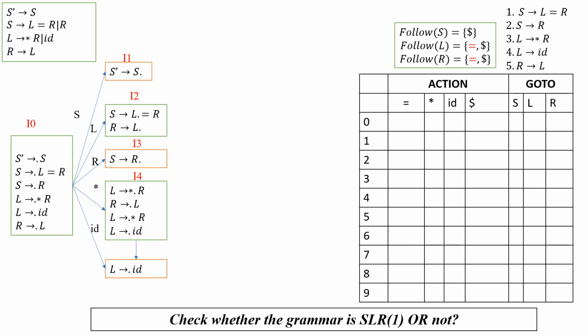Okay, from the state I0, we derived I1, I2, I3, I4 and I5. From state I0, goto on S, goto on L, goto on R, goto on star, and goto on ID. So we got I1, I2, I3, I4, I5.